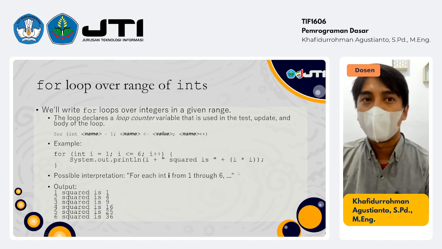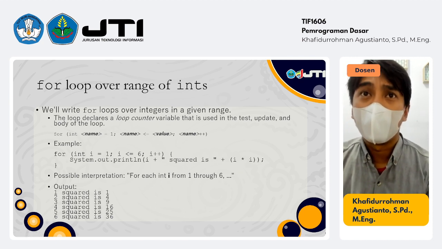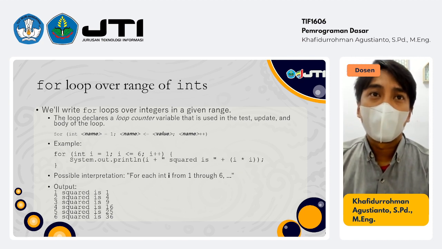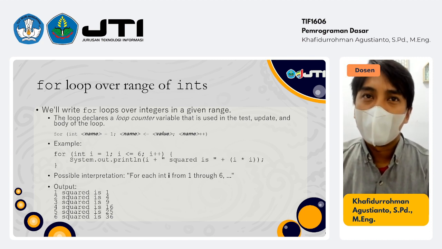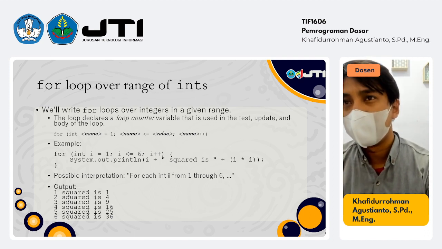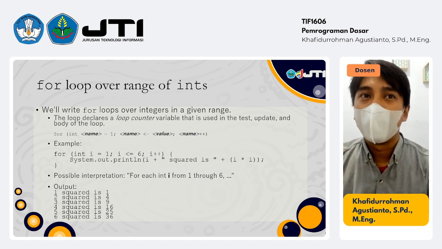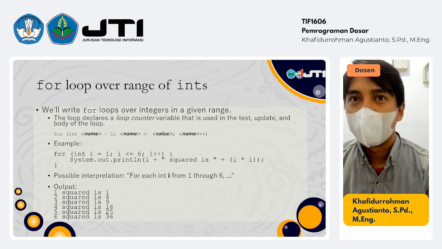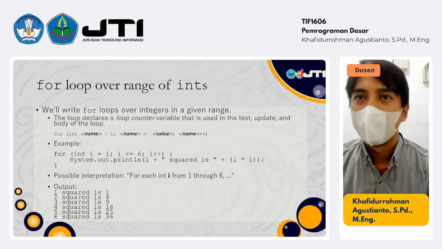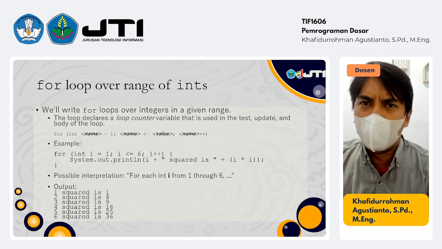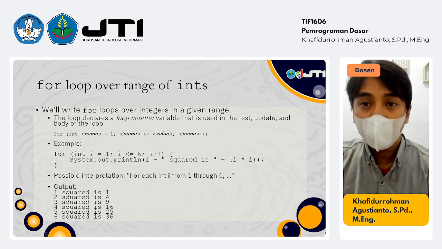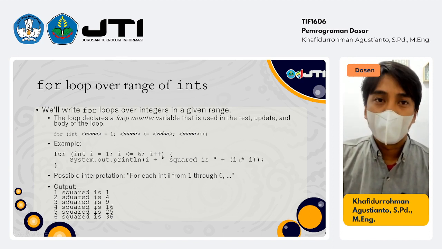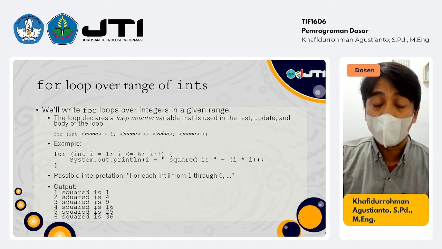Okay, continuing. For loop over a range of ints: we will write for loops over integers in a given range. The loop declares a loop counter variable that is used in the test, update, and body of the loop. For int name = 1; name <= some value; name++. These are the last of our examples.